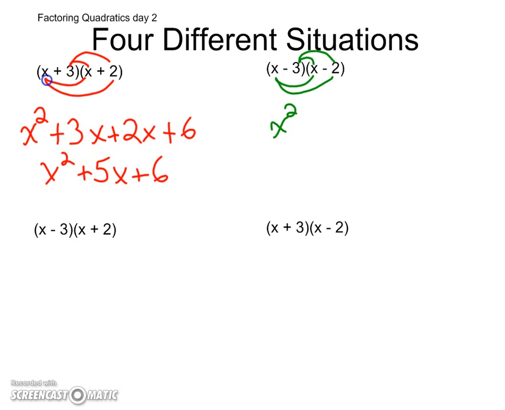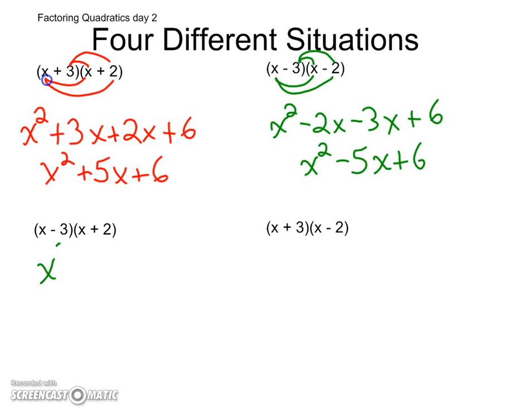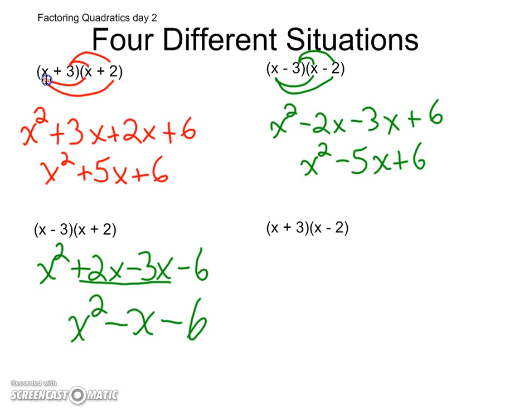Here we have x squared. We have negative 2x, negative 3x, and negative 3 times negative 2 is positive 6. So we have x squared minus 5x plus 6. Here we have a negative first and a positive second in the lower left. So we're going to have x squared plus 2x minus 3x minus 6, x squared. 2x minus 3x is minus x, and then minus 6.